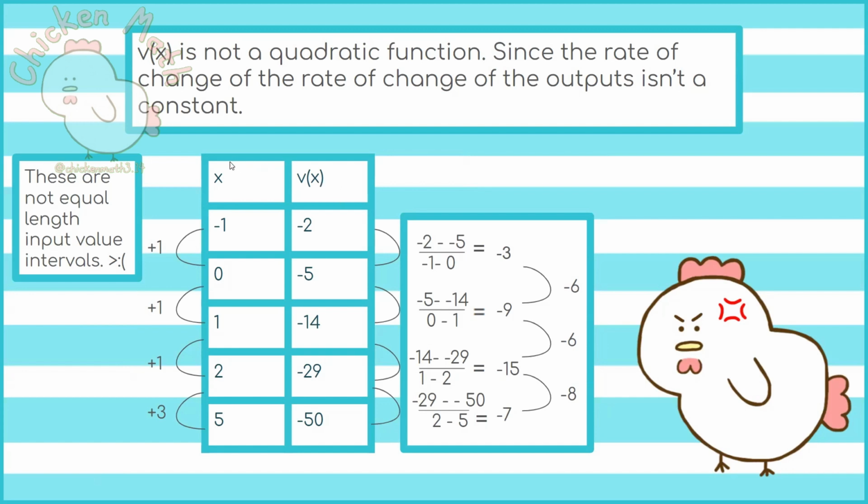Another thing to note is that these values are not given over equal length input value intervals, which means that the input values are not evenly spaced apart. We have from -1 to 0, it's +1, 0 to 1 +1, 1 to 2 +1, and then 2 to 5 is +3. So that would make the change in the rates of change not constant. So you have to bear in mind that quadratic functions will have constant changes in their rates of change only when the input values are equally spaced.